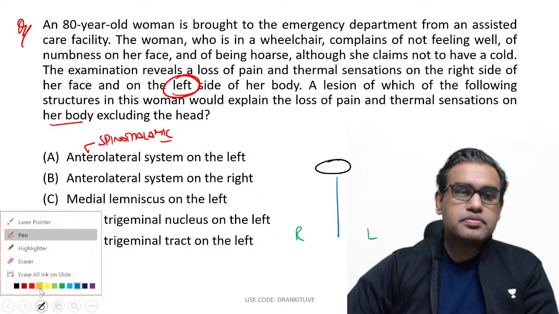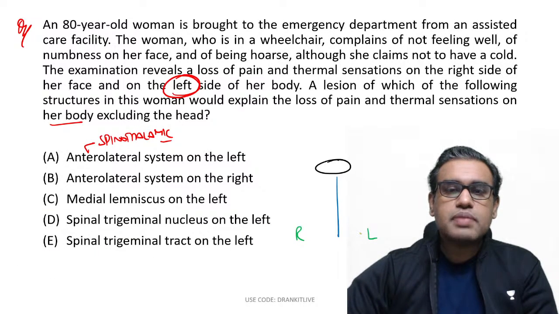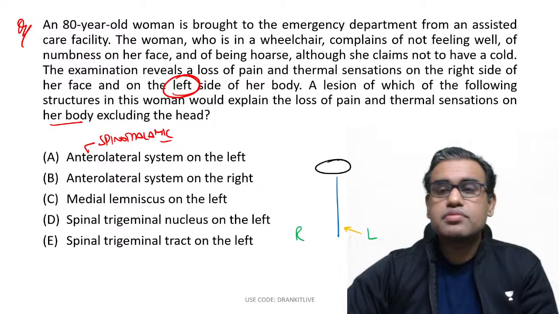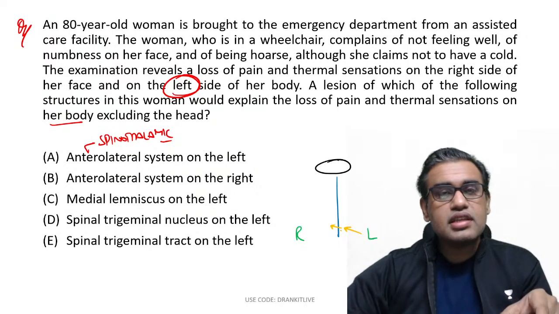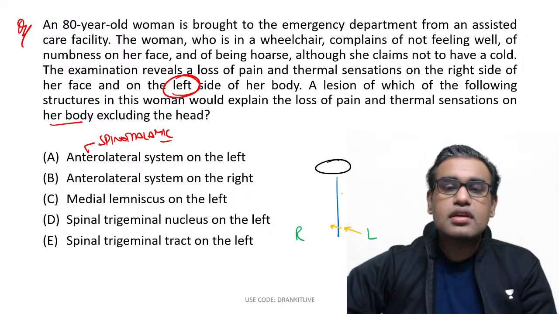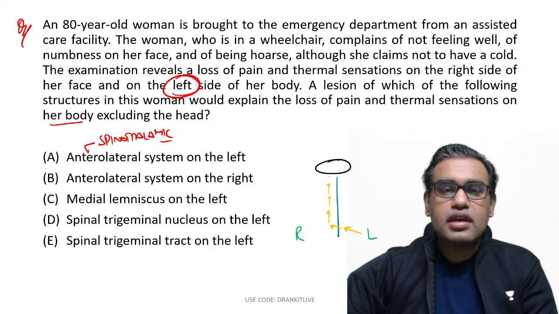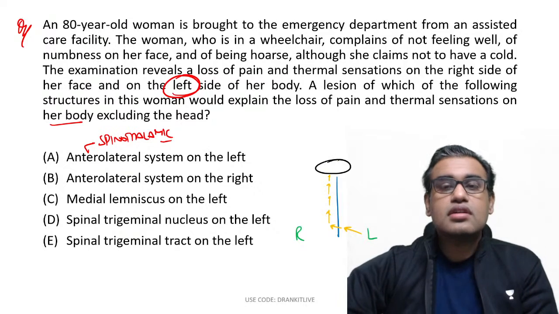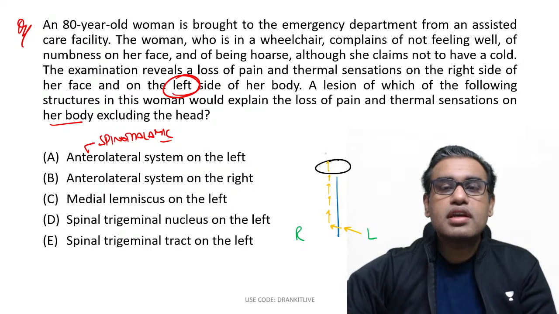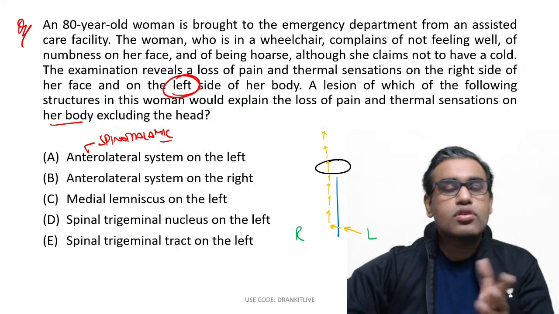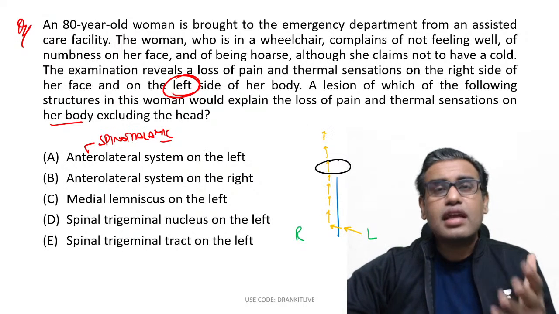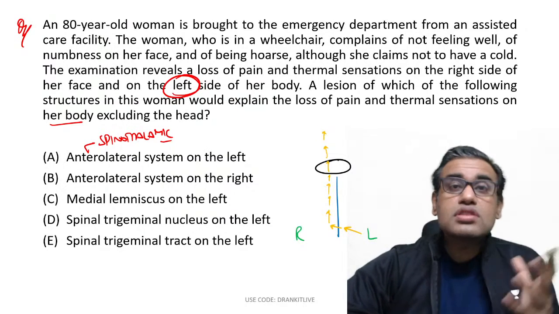Now the tract. From the left side, this spinothalamic tract will take the sensation of pain and temperature, and then it will cross at that point in the spinal cord or one or two segments above. Now it will ascend in the right side of the spinal cord. It will cross the foramen magnum, reach the medulla oblongata, and then go on like this in the brain stem. Relay then in the thalamus, then it will reach the postcentral gyrus.